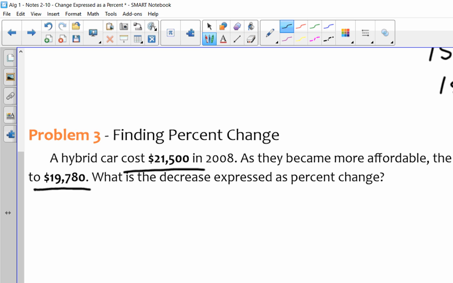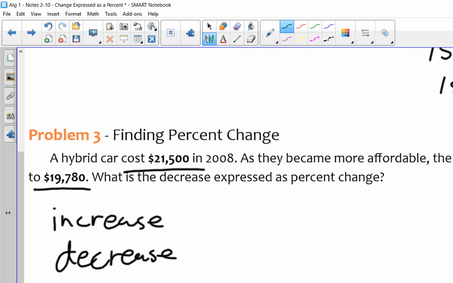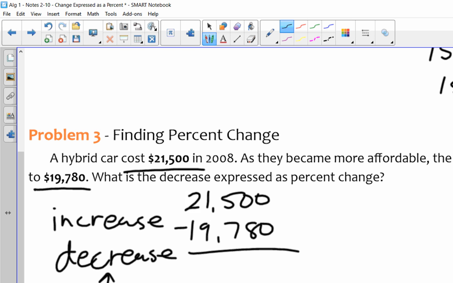But I look at the prices. Remember, once again, I get part of my answer: is it an increase or a decrease? The price went down, so I believe that's a decrease. I'm going to take the two amounts, $21,500 and $19,780, and subtract those. I want to get the change from the original to the new amount, and that gets me $1,720. So that's the difference in the amount.